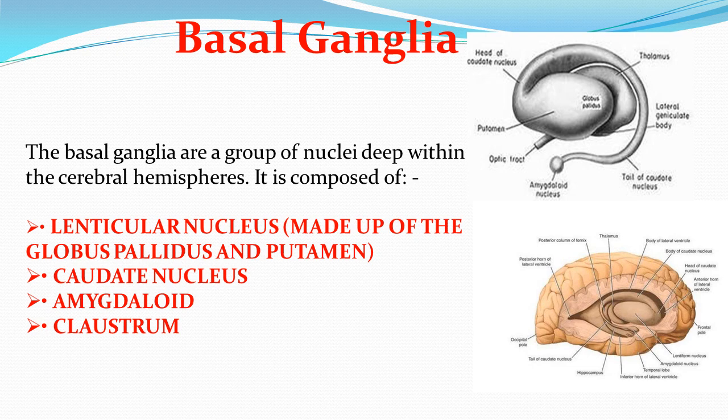Basal ganglia. What is basal ganglia? Basal ganglia are the group of nuclei that lie deep within the cerebral hemisphere, at the base of the cerebral hemisphere. That's why it is known as basal ganglia.